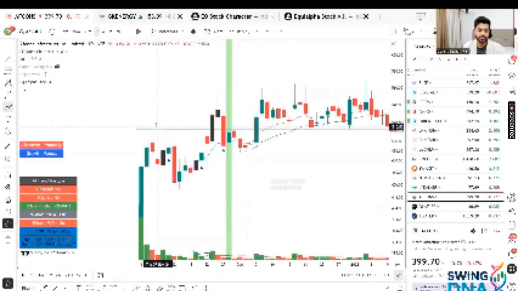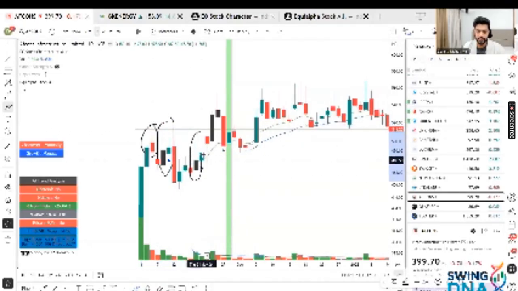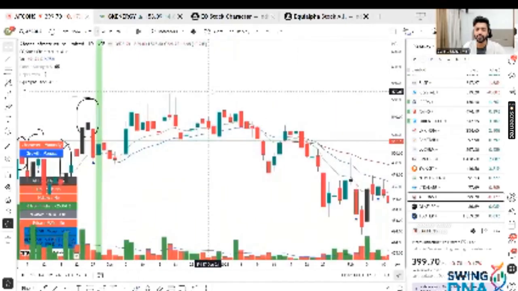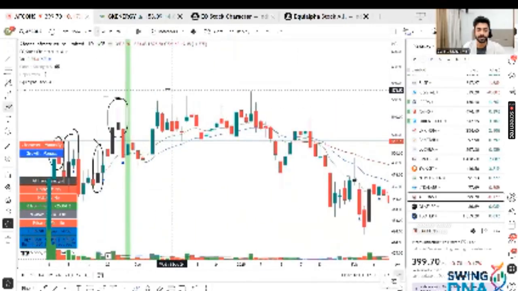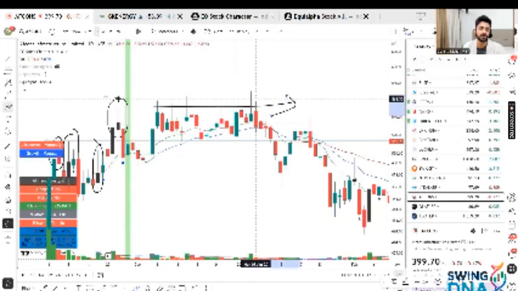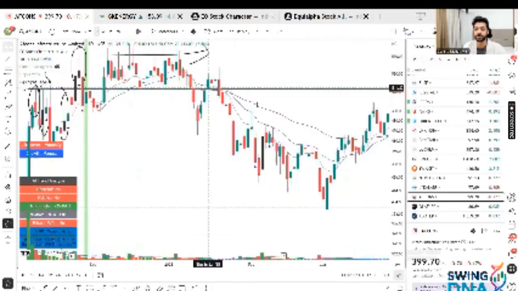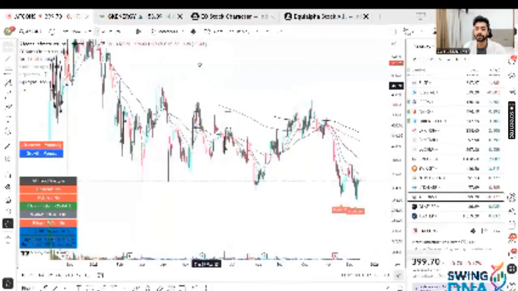Look at this initial listing, this high wick here. It tried to break out again, high wicks. In fact, even after 15 sessions, it had high wicks only. The stock itself did not give you any chance up here. No momentum candle, no breakout, no good close, nothing to do. Then it's just going down and down.